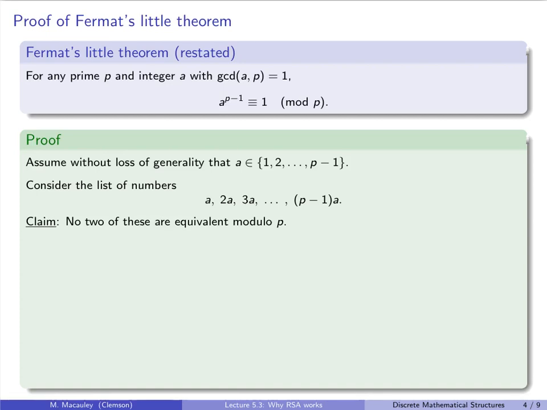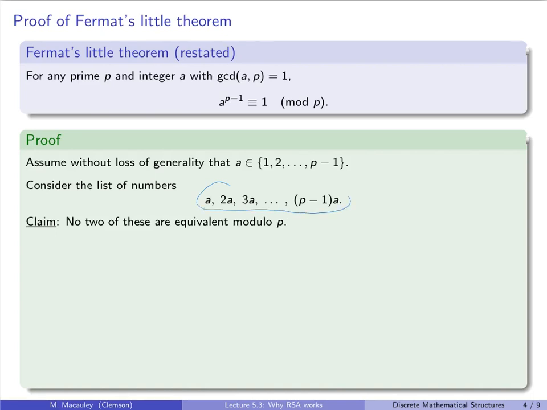I claim that no two of these are equivalent modulo P. In other words, on this list, exactly one of these is 1 mod P, one of them is 2 mod P, one is 3 mod P, all the way up to P minus 1 mod P. Let me give you a bit of a preview as to where we are going with this.